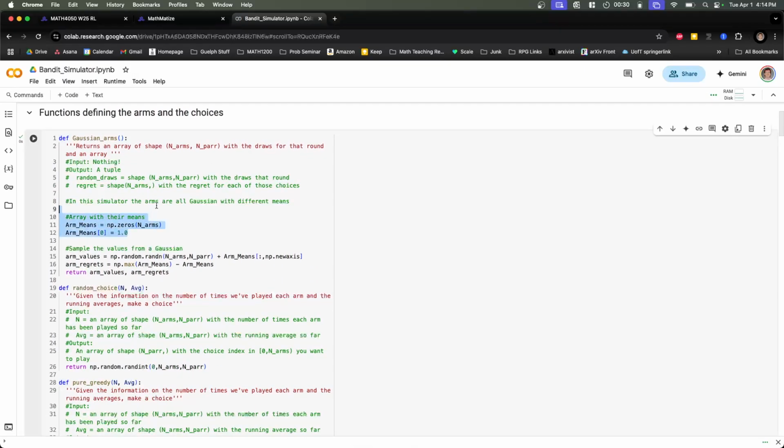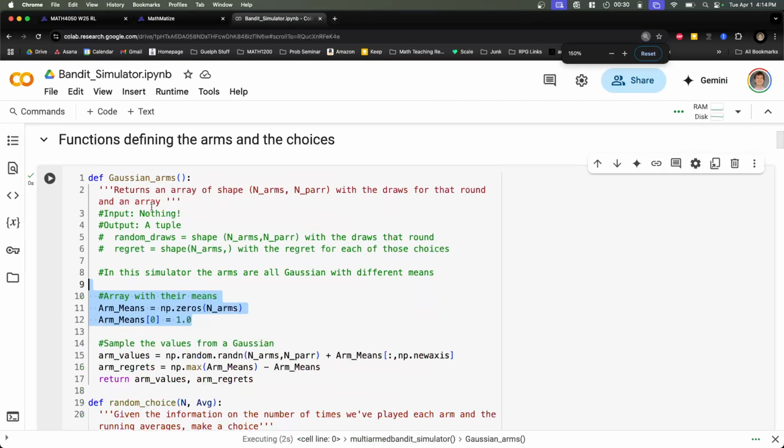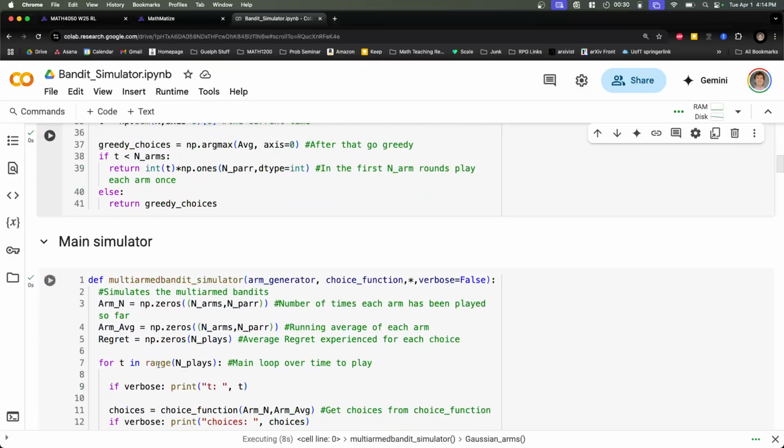So it makes a bunch of Gaussian arms. Every arm, the score you're going to get is a random variable, a mean 0, variance 1 random variable, except the 0th choice is actually secretly mean 1. So the 0th choice is slightly better, and if you play any other arm, you'll have a regret of 1. So here it's calculating the regrets. And then these are all the little algorithms we had.